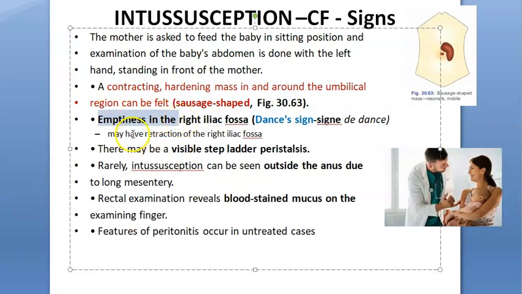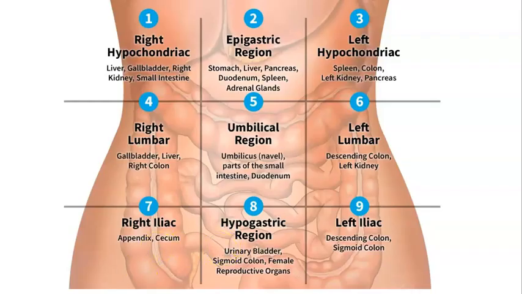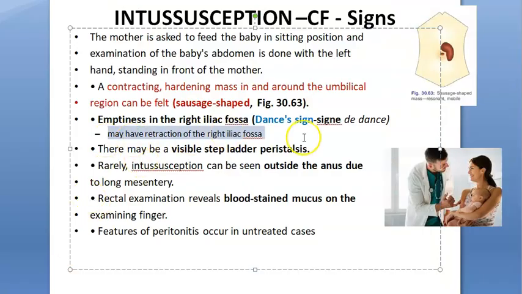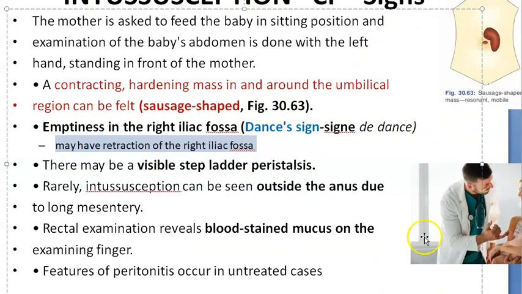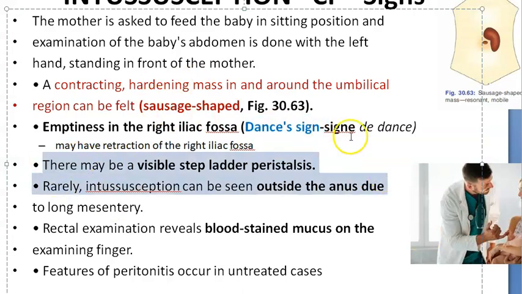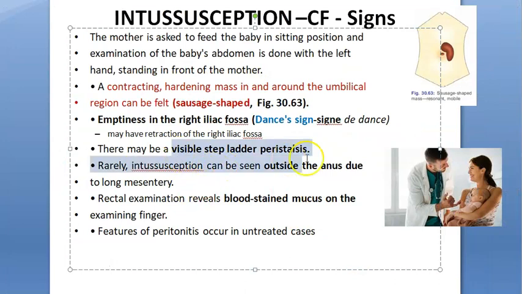The emptiness is because of the intussusception, this place may have got pulled. Whatever is supposed to be here may have got pulled. So that is why they are saying there will be emptiness or a retraction of the right iliac fossa. So they are calling it the Dance sign. Now there can be visible step ladder peristalsis. Obviously, because there's an obstruction. The body is trying to push, and it is step ladder peristalsis. It is kind of increasing in one direction, right?